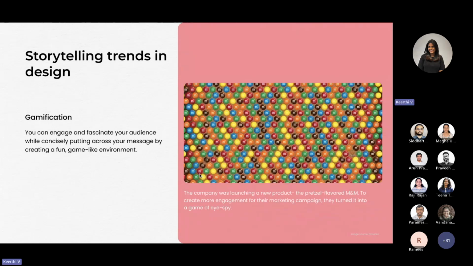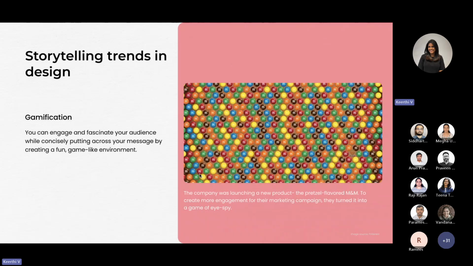Gamification is something that brings interest or fascinates the audience. It engages the audience more in what you're trying to provide, and it could create an interest in it. Here we have M&M. They were trying to launch a new flavor, and at that point, they could have simply said they are launching a new flavor and listed the benefits. But here, how they engaged the user is through a game.